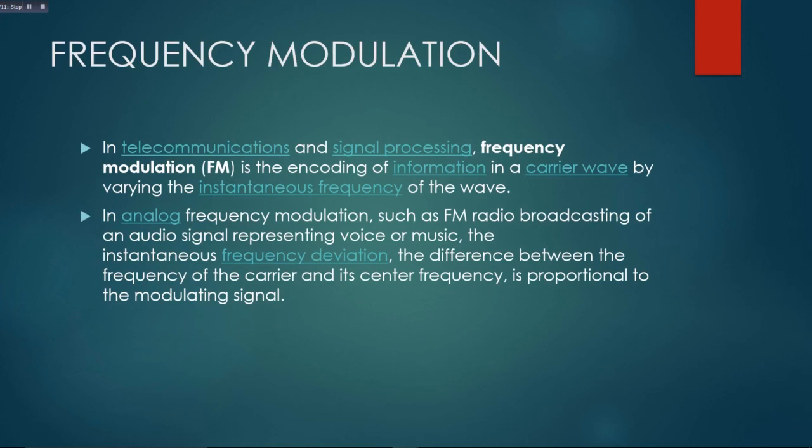Frequency modulation. In telecommunication and signal processing, frequency modulation is the encoding of information in a carrier wave by varying the instantaneous frequency of the wave. In analog frequency modulation, such as FM radio broadcasting of an audio signal representing voice or music, the instantaneous frequency deviation, the difference between the frequency of the carrier and its center frequency, is proportional to the modulating signal.